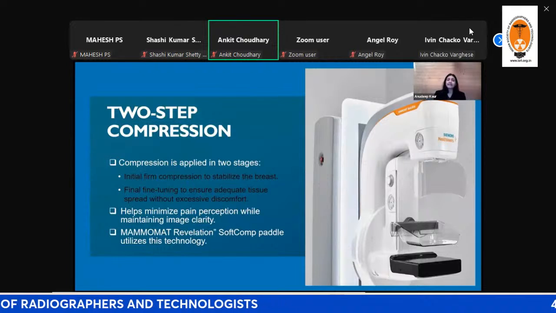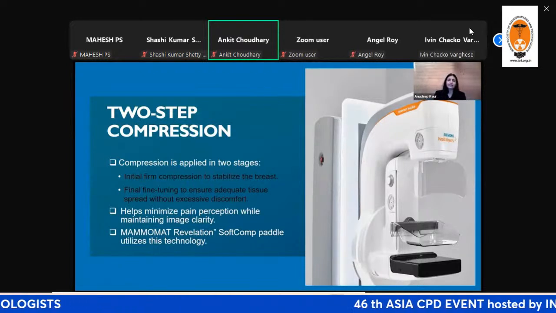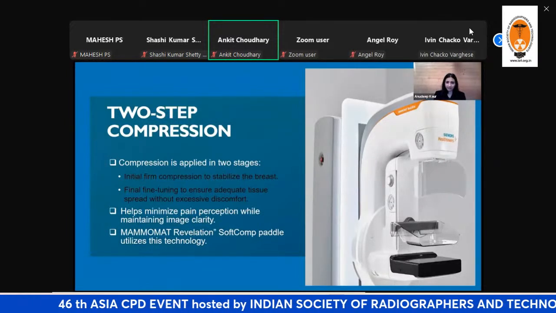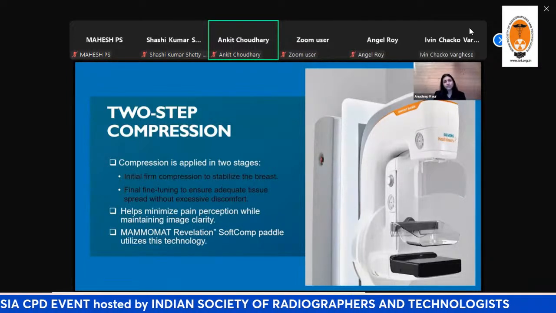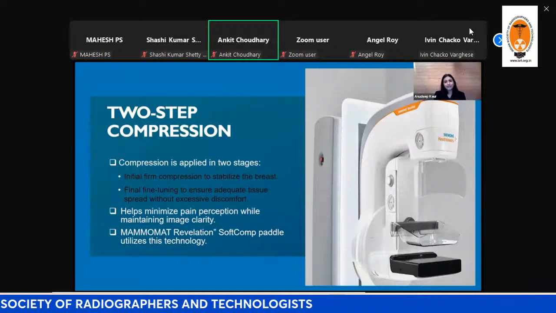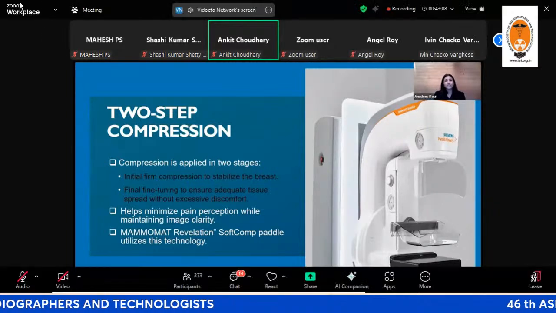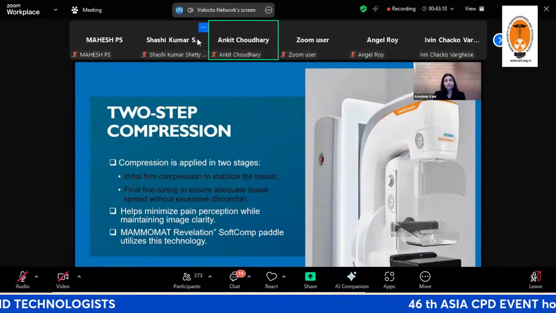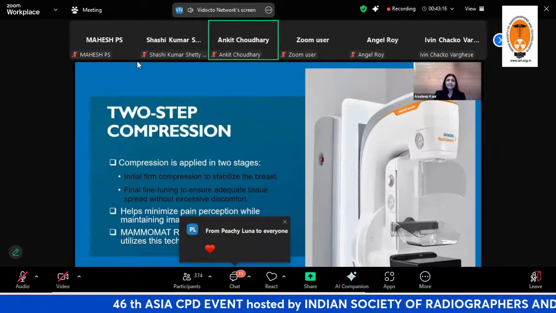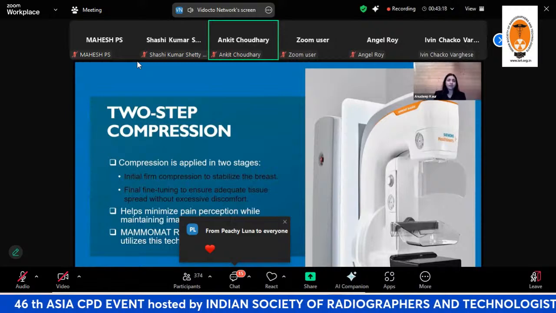This is again getting a lot of popularity among people, and this technique is employed in one of the Siemens systems called the Mammomat Revelation. Here you can also see the paddle is a bit softer, so it bends and tilts according to the patient's compression requirement. Okay, so if the breast is not able to entirely take up the force, the paddle will slightly tilt and make space for the even compression.